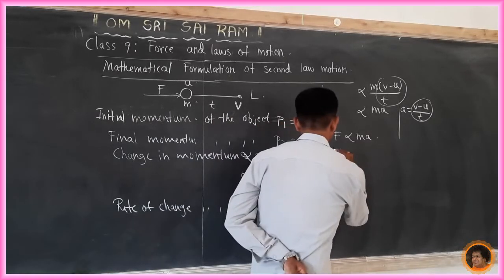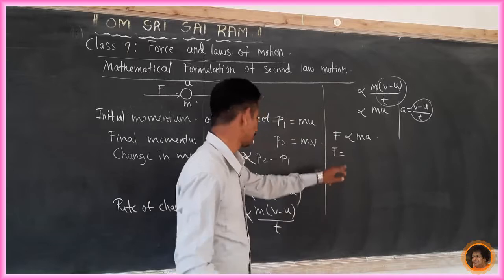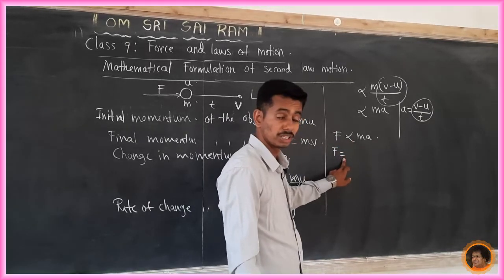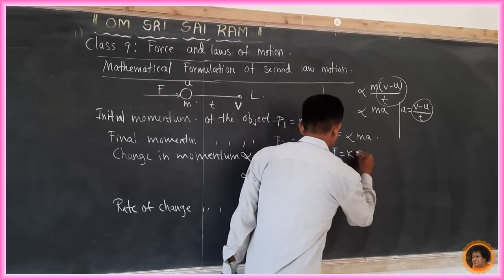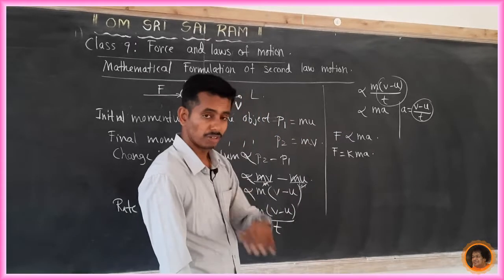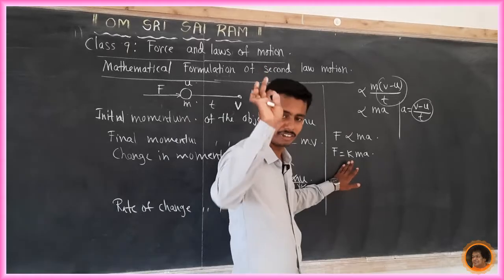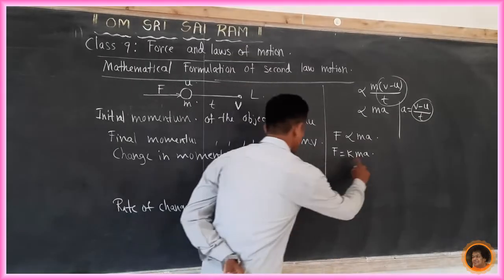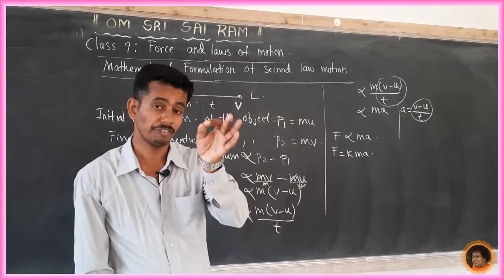After that, if I write an equal symbol instead of the proportional symbol, you have to add one constant, that is k. K is a constant. The value does not change. The constant means the value of that constant does not change. K is always a fixed value. So, F equal to kma. But in our textbook it is given F equal to ma.